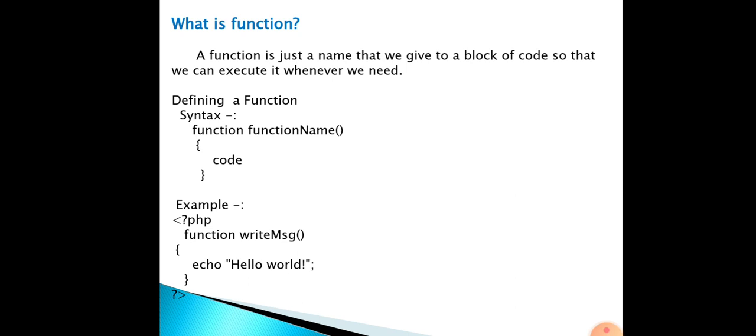There are two types of functions, that is built-in functions and user-defined functions. Built-in functions are also called predefined functions that perform a wide range of operations. PHP is very rich in terms of built-in functions. User-defined functions are defined by the user.